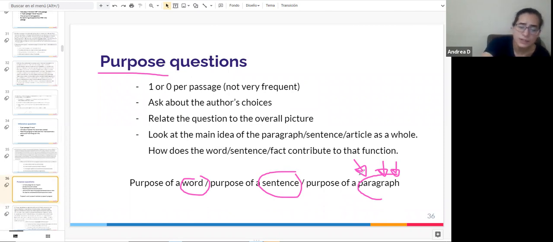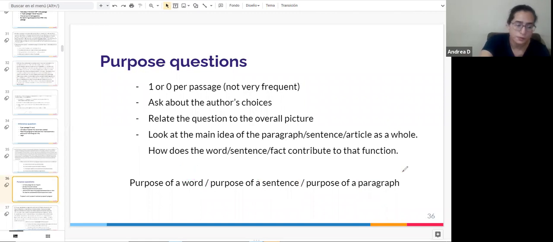Okay, but otherwise, if they're asking for the purpose of a word or the purpose of a sentence, then everything's fine. You can just answer it. Okay, it shouldn't be a problem. Now, the way that you do that, you need to relate what they're asking for. So you need to relate the word, the sentence, or the paragraph to the overall picture. So if it's the purpose of a word, then try to think of the sentence where the word is. If it's the purpose of a sentence, think of the paragraph. And obviously, if it's the purpose of a paragraph, then you need to think of the whole reading. Okay, so let's see how it works.